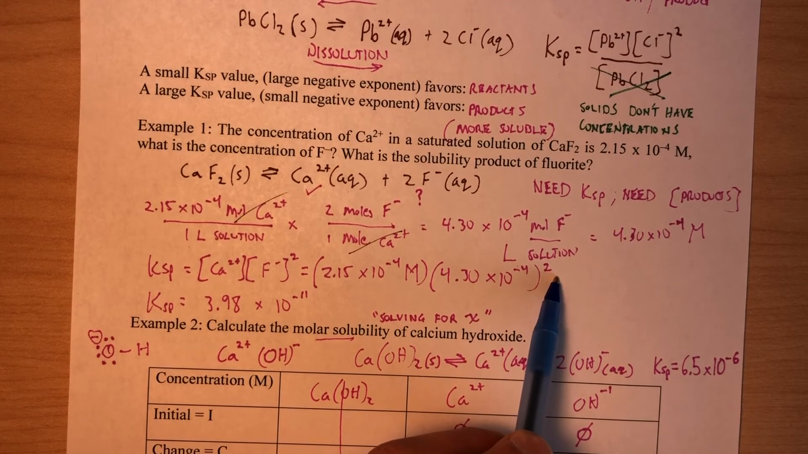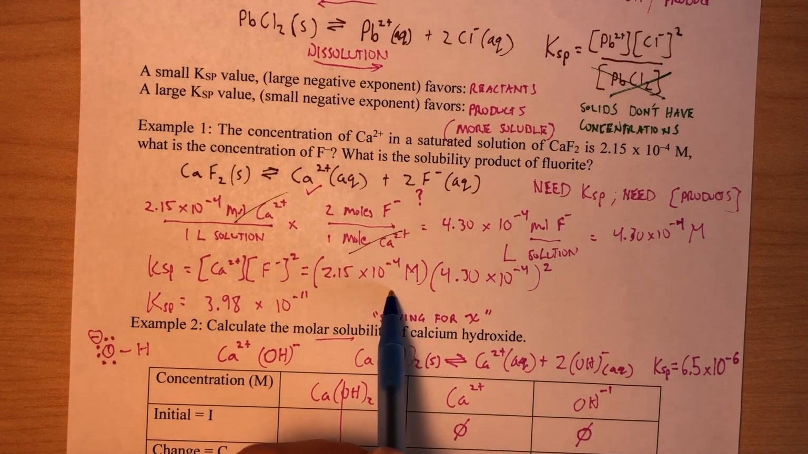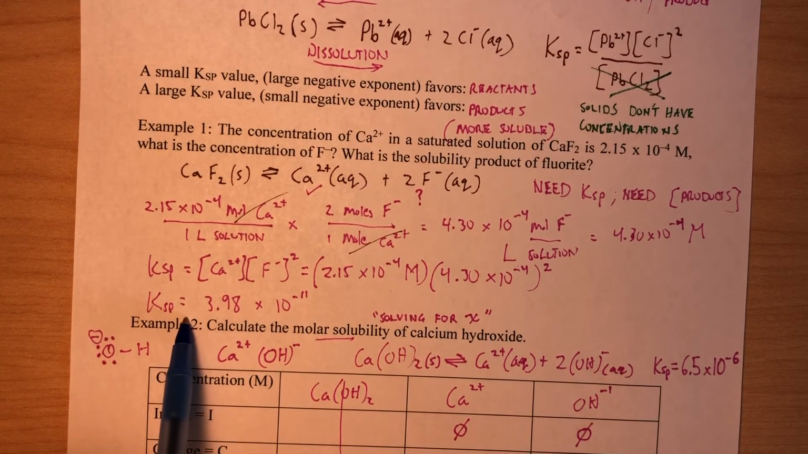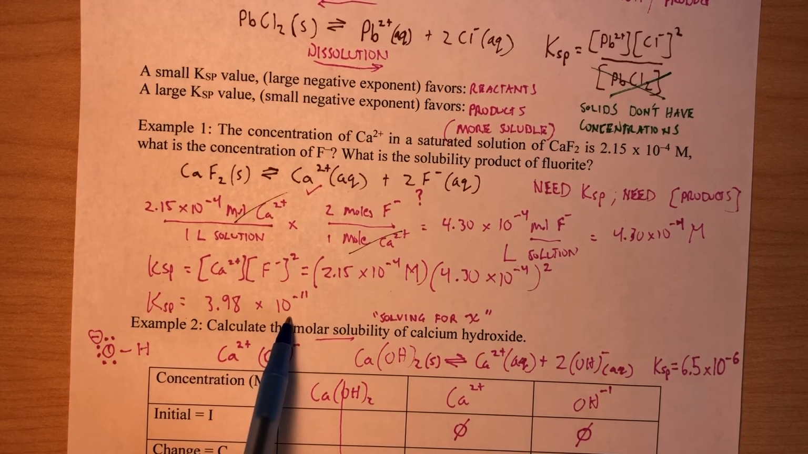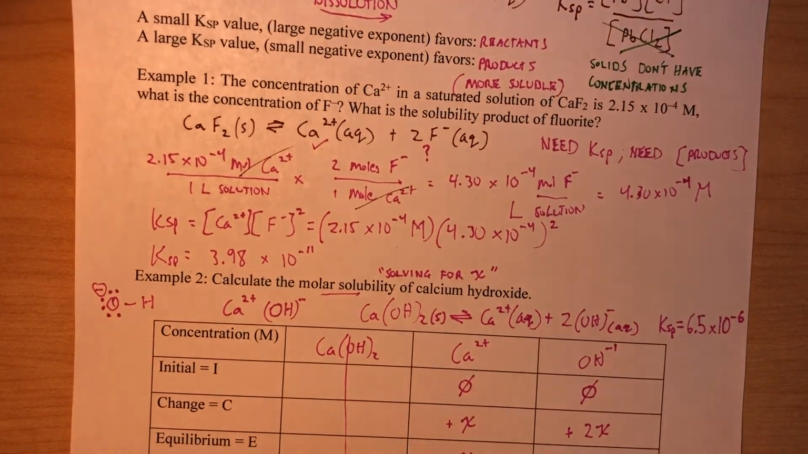Always remember your order of operations here. You need to square this term before multiplying by the calcium. If you do that correctly, you should have a solubility product that's equal to 3.98 times 10 to the negative 11. In example 2, we introduce a second new term.